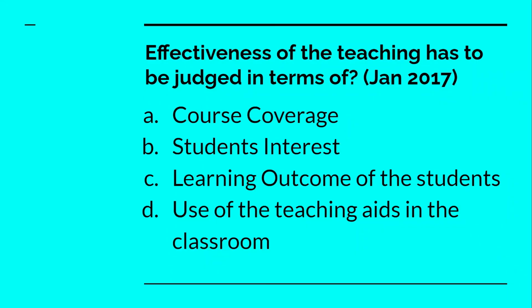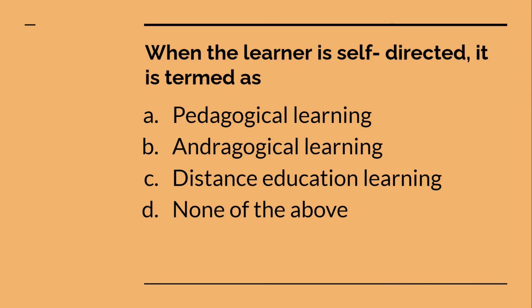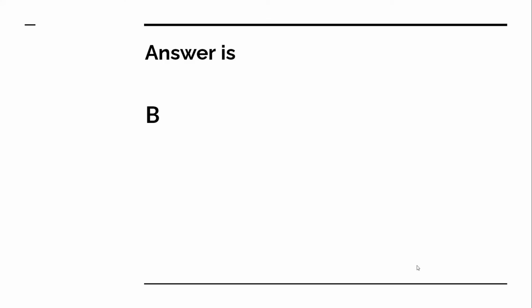The second one is a question asked in January 2017. Effectiveness of the teaching has to be judged in terms of course coverage, student interest, learning outcome of the students, use of the teaching aids in the classroom. Yeah, I know you got it. The answer is obviously C. And the last question, when the learner is self-directed, it is termed as, is it pedagogical learning, andragogical learning, distance education learning, or none of the above? I know you have mastered it also. It's obviously B, the andragogical learning.